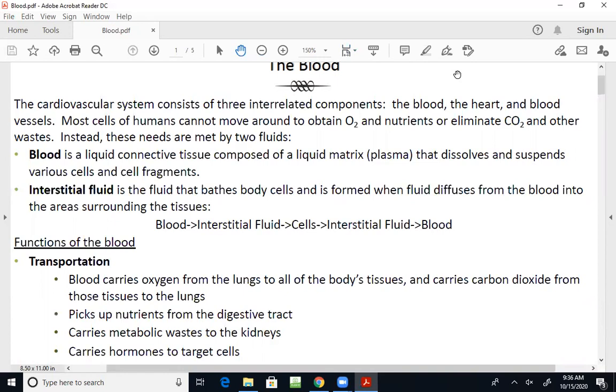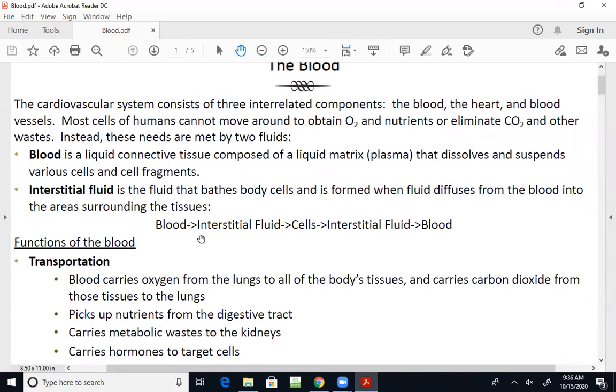It's not the first time we've talked about blood. We learned about blood just briefly back in our tissues lecture. We learned that it's a liquid connective tissue composed of a liquid cellular matrix called plasma, and that dissolves our cells and cell fragments, what we call the formed elements, which includes red blood cells, white blood cells, and platelets.